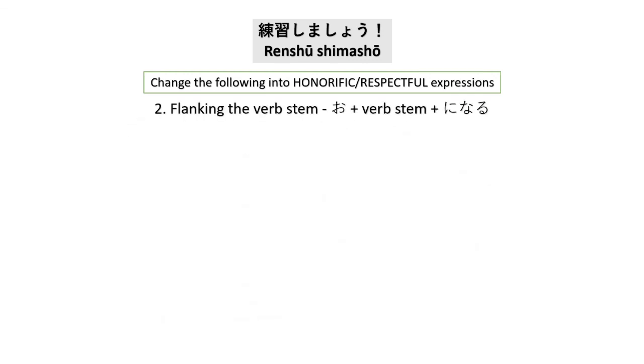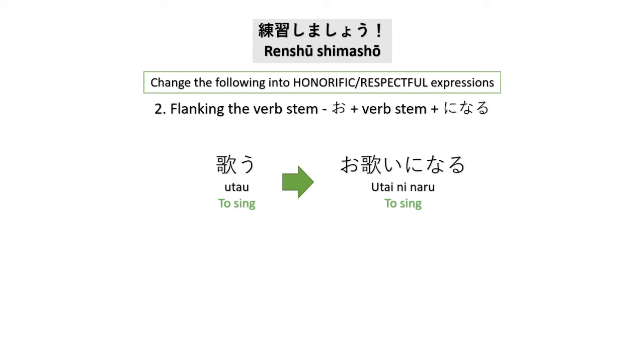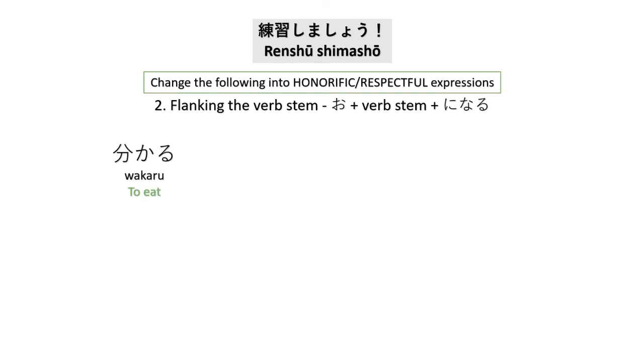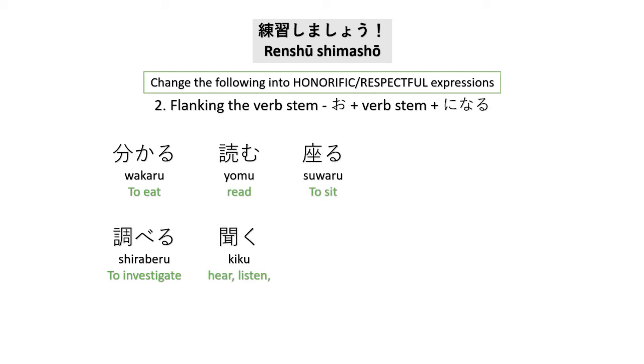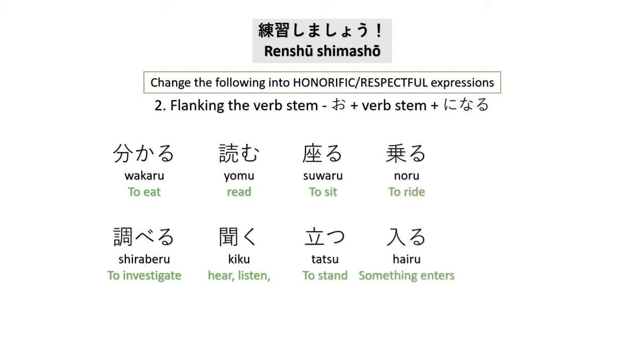Part 2 of the practice is using the o plus verb stem plus ninaru expression, for those verbs that do not have honorific respectful expressions. For example, utau, casual form, becomes utai ni naru. Okay. These are the other examples: wakaru, shiraberu, yomu, kiku, suwaru, tatsu, noru, hairu, matsu, niau.